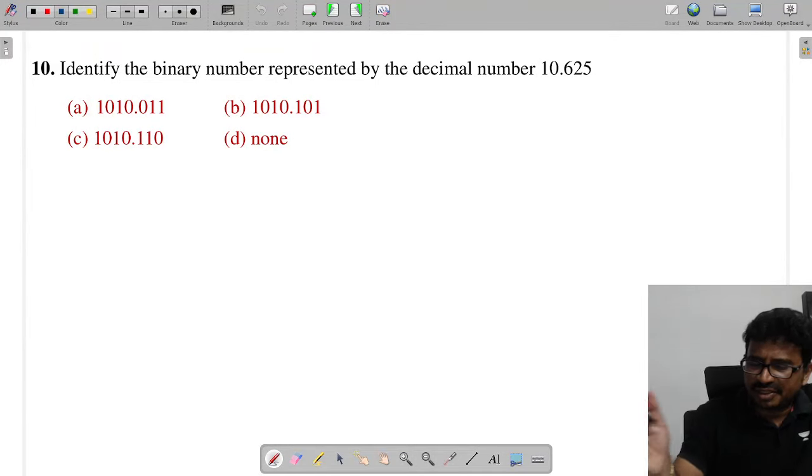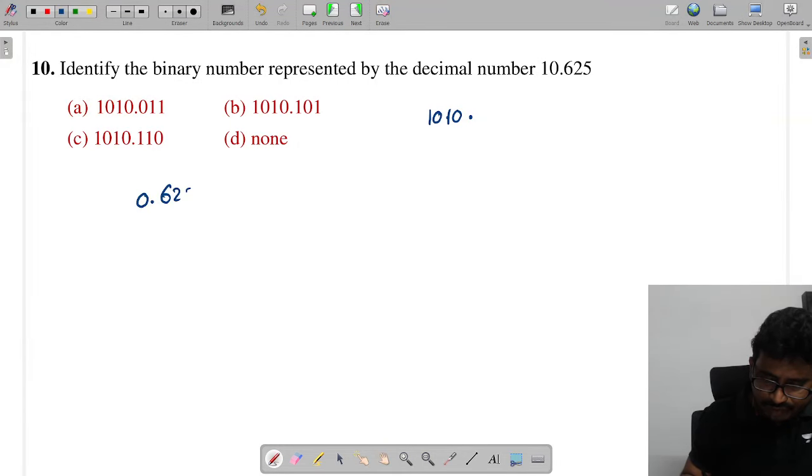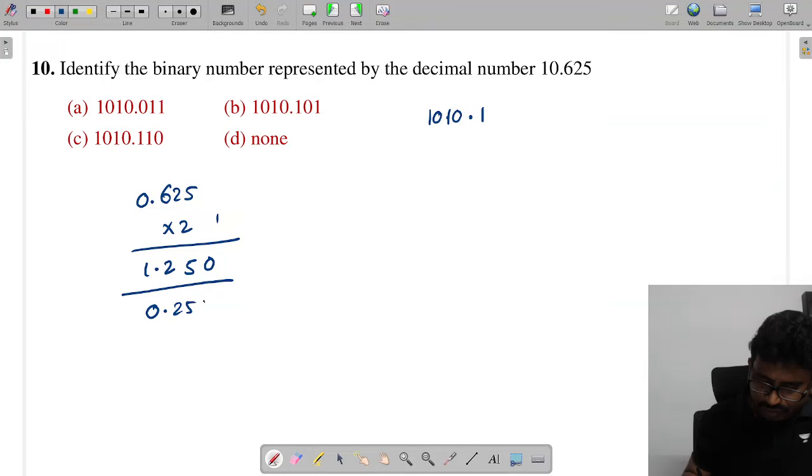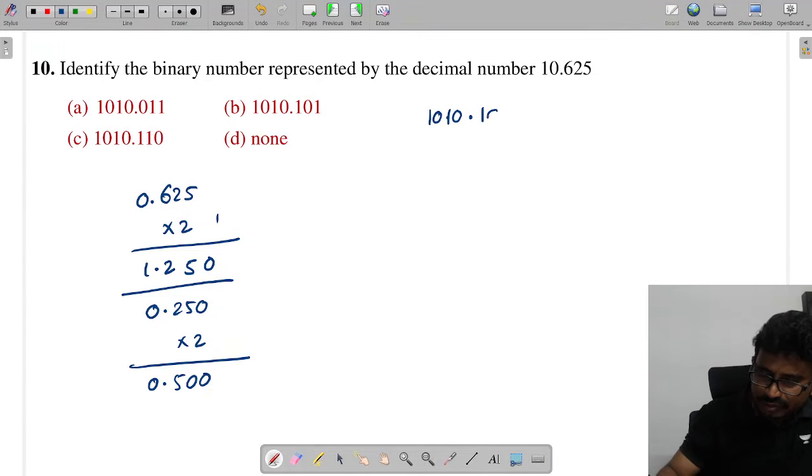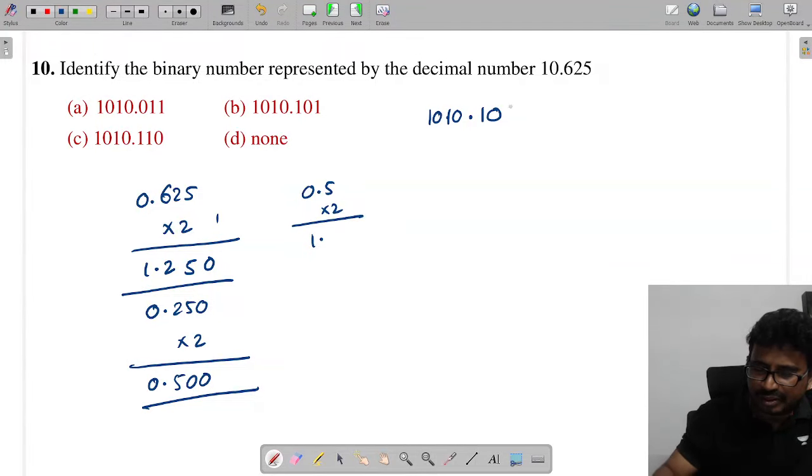Next. Identify the binary number represented by the decimal number. They have given the binary number required. So they have given 10, which means we can say that is 1010. Now 0.625. What should I do here? We need to multiply with 2. So 1.250, so this is 1. Now this value 0.250 into 2, so this is 0.500, so 0. Again, this is 0.50 into 2, so this is 1.00, so 1. So the option B.